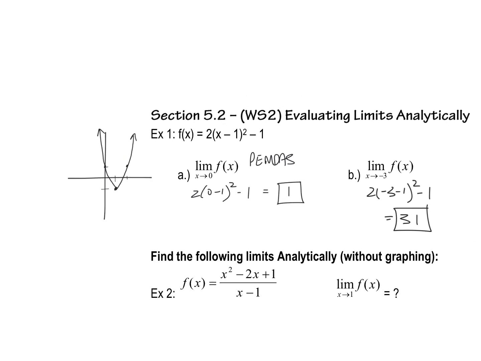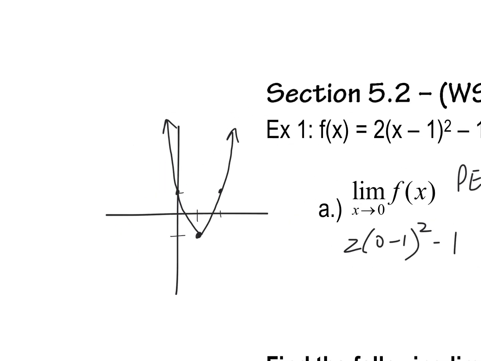Okay, so if we wanted to look at the other one, which was negative 3, negative 3 is way over here on the x-axis, which means for my parabola it's going to be way up here. But my left hand and my right hand are both going to meet at whatever that y value is. And how do you figure out what the y value is?